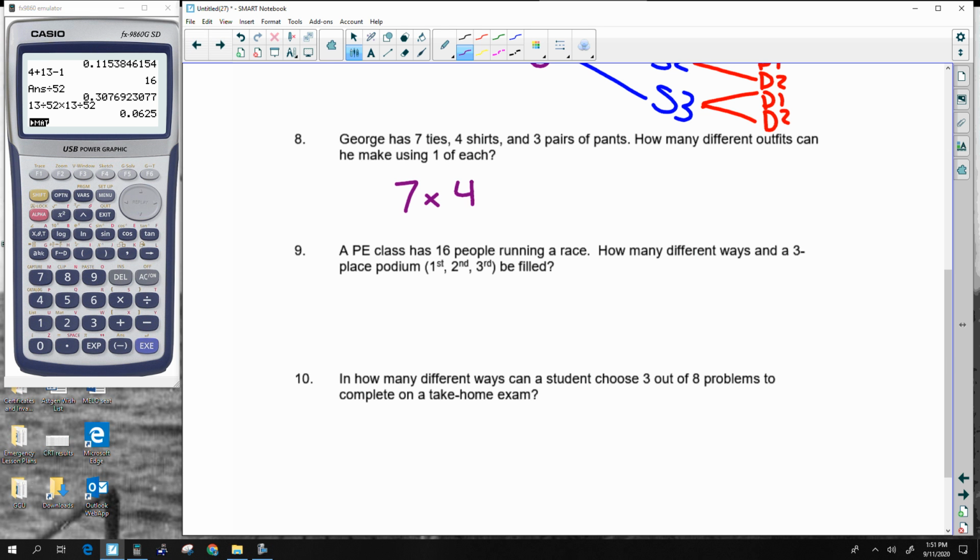George has 7 ties, 4 shirts, and 3 pair of pants. If I'm choosing one of each, that is what, 84?